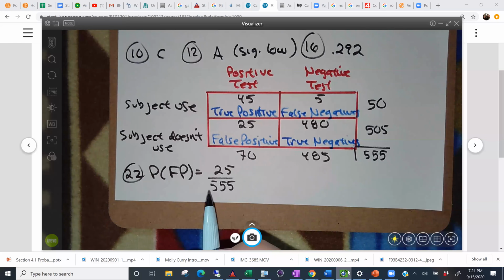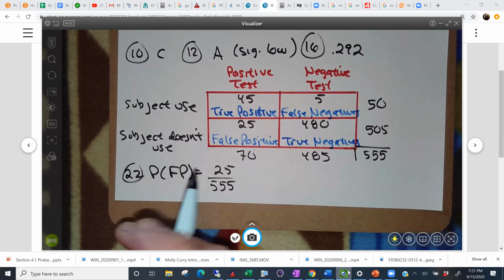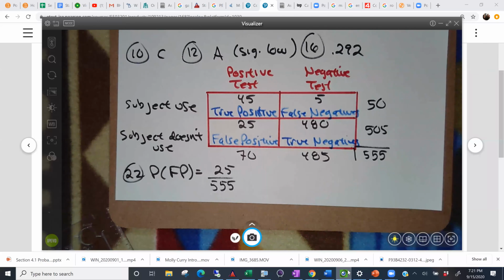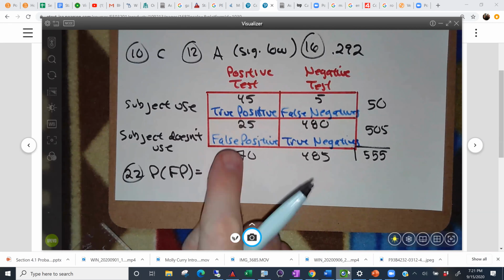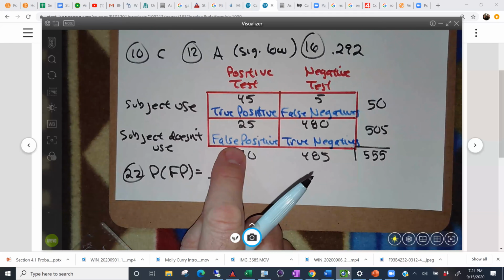Is it 50,000 or 5,000? 5%. What is it? Now I'm doubting myself. I think it's 50,000. 0.05 times a million. It's 50,000 out of a million. So wow, that's a lot of false positives. You're going to send a lot of people home worried that, oh my gosh, I got the coronavirus.